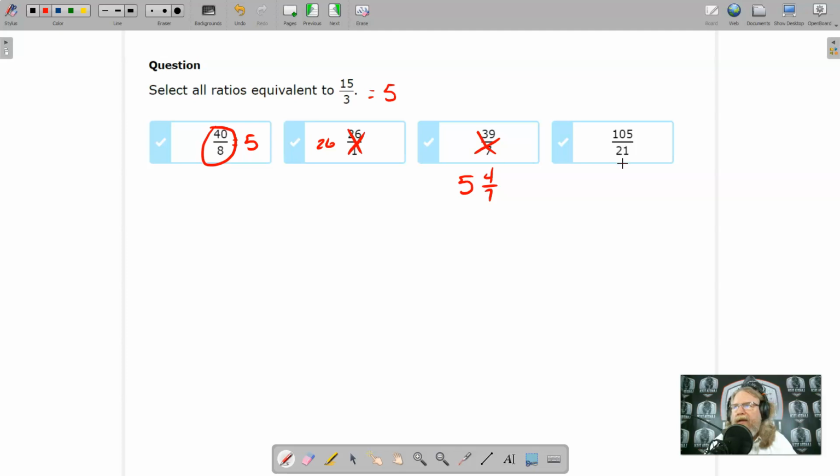21 goes into 105. Well, 20 goes into 100 5 times. And 1 goes into 5 times. So if we actually did that, and you could check that out, 105 divided by 21, I say it's going to go in 5 times. 5 times 1 is 5. 5 times 2 is 10. And lo and behold, it's going to go in 5 times. So this would simplify to 5. So this one's correct. So the first and the last are the correct answers.